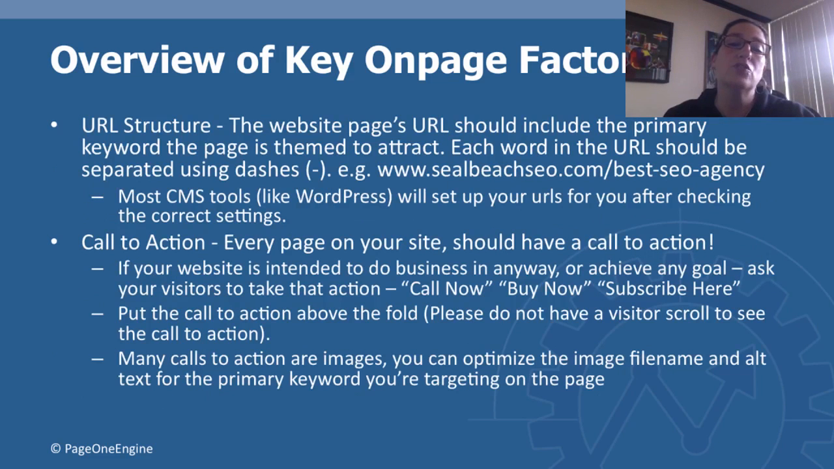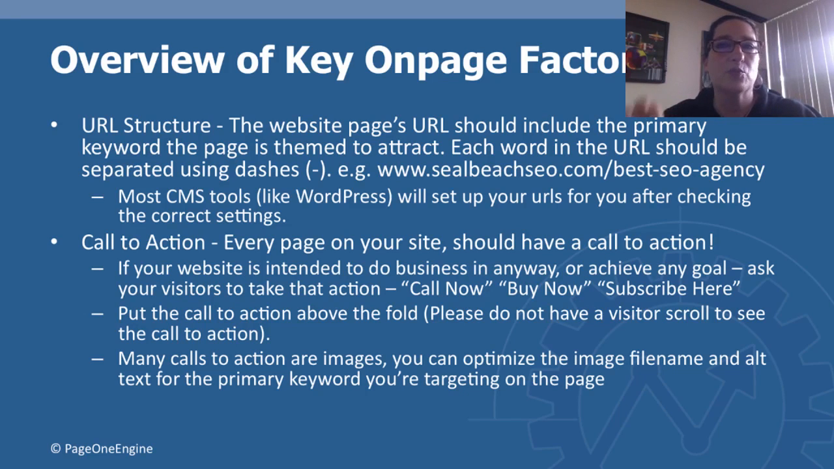So the URL structure, the website page's URL should include the primary keyword the page is themed to attract. So, for example, www.sealbeachseo.com/best-seo-agency. Most content management tools like WordPress will set the URLs up after.